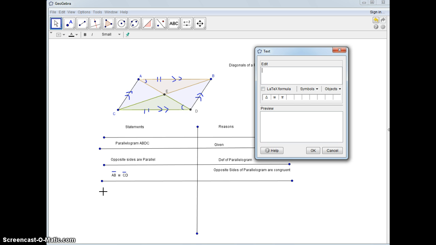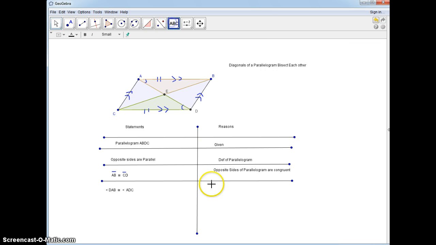Oh, I need to have an angle mark. Angle, oops, I didn't get it right. Angle DAB is congruent to angle ADC. Takes me a little while to think it through, and those are alternate interior angles.